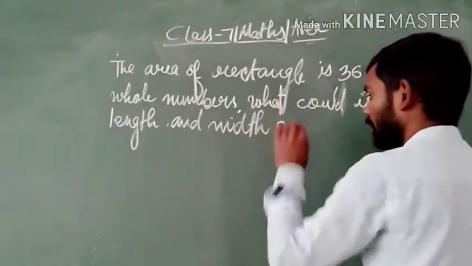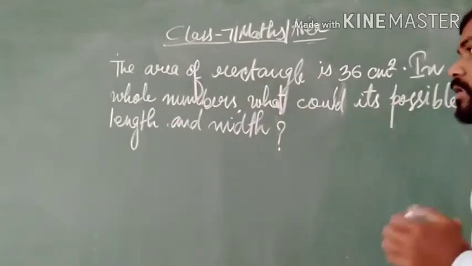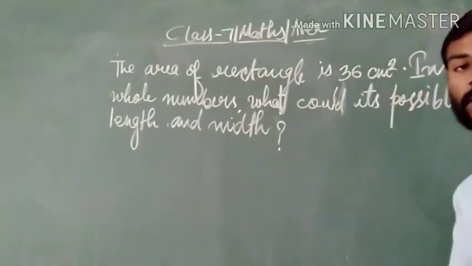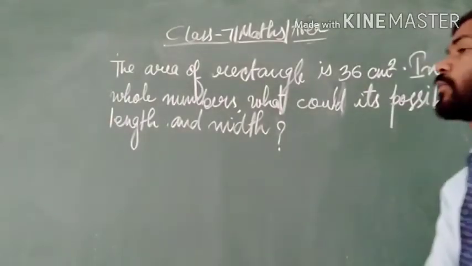So this is the given question. Students, read the question carefully and try to understand what the question is saying. The question says that the area of a rectangle is 36 centimeters square. In whole numbers, what could be its possible length and width?